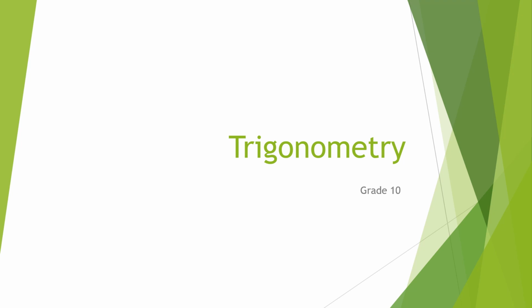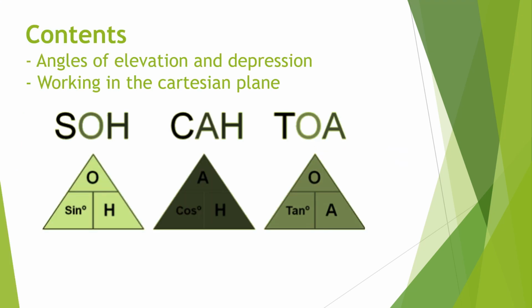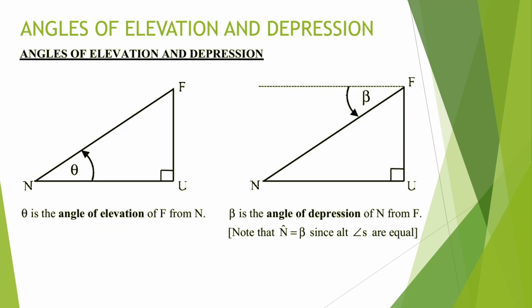So this is the rest of the trigonometry for the term, which includes angles of elevation, angles of depression, and working in the Cartesian plane. First things first, we have to remember SOHCAHTOA, our star acronym, where sine theta is the opposite side over the hypotenuse, cosine theta is the adjacent side over the hypotenuse, and tangent of theta is the opposite side over the adjacent side. Let's get into it.